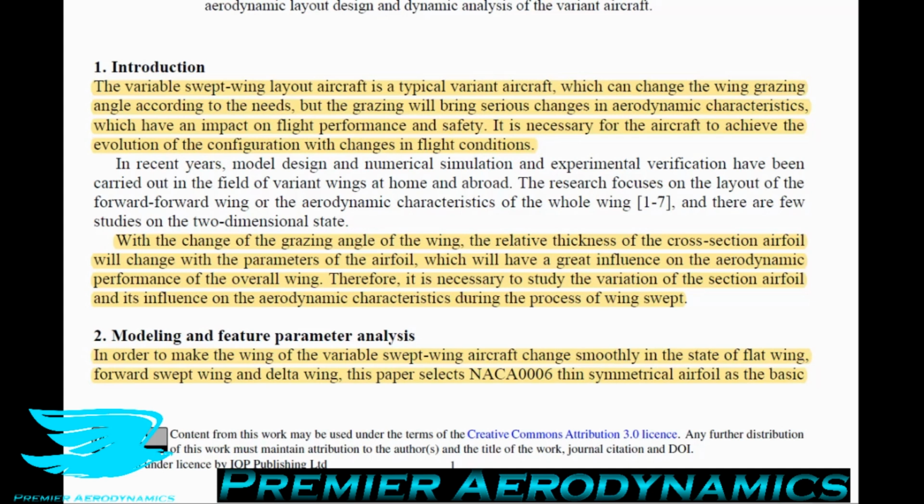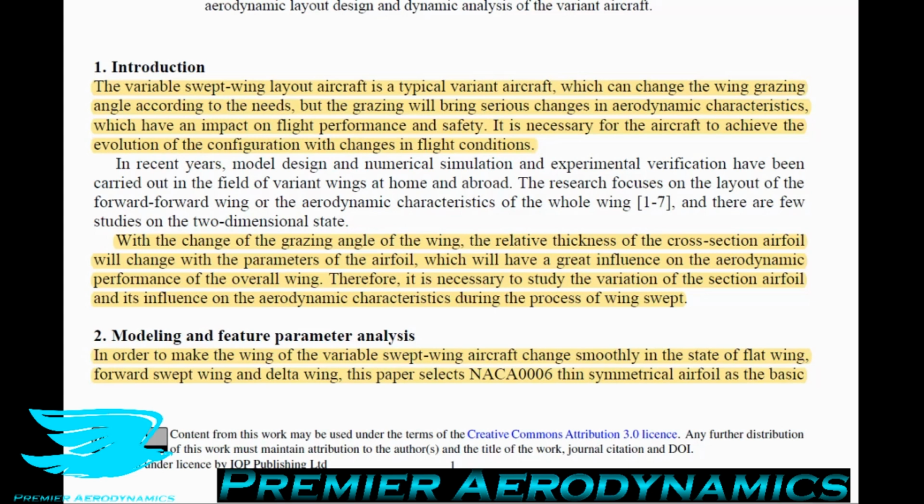They say the variable swept wing layout aircraft is a typical variant of aircraft, depending on which field you're in, of course. This can change the wing grazing angle according to its needs, but the grazing angle will bring serious changes in aerodynamic characteristics, which have an impact on flight performance and safety. In other words, you can change whether the wing is pulled forward a bit more or backwards a little bit more, and this does change the stability parameters such as longitudinal, lateral, and yawing stability of an aircraft. So it is necessary for the aircraft to achieve the evolution of the configuration with changes in flight conditions. In other words, depending on the flight conditions, you want to have different configurations to optimize your performance.